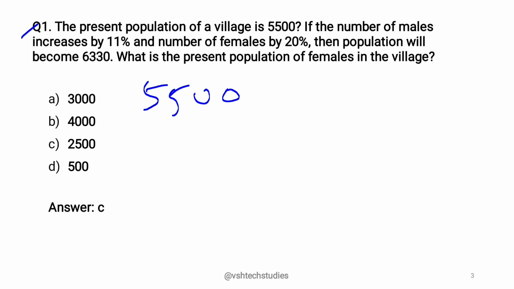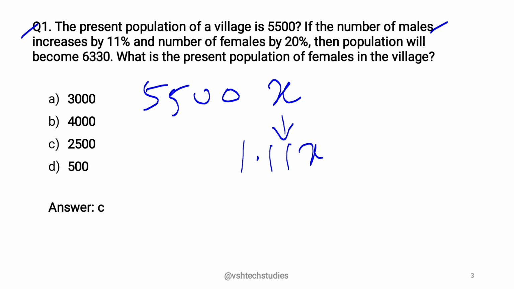If the number of males increases by 11%, the number of males we don't know, so let us take it as x. If 1000 was increased by 50%, it was multiplied by 1.5. If increased by 10%, it is multiplied by 1.1. Now here if x is increased by 11%, it becomes 1.11x. That is the population of males after increment.